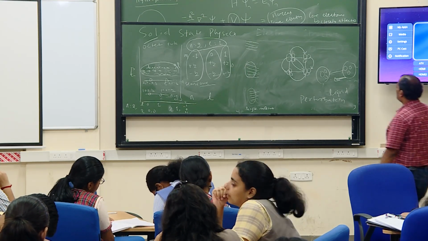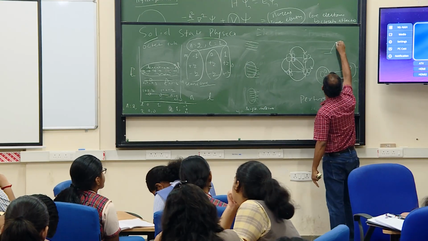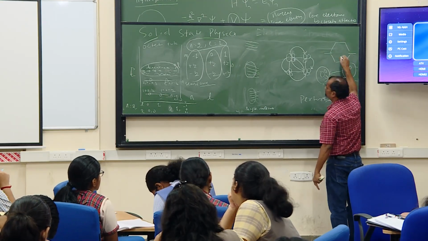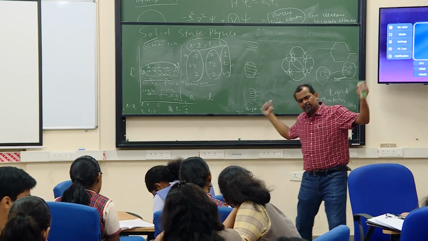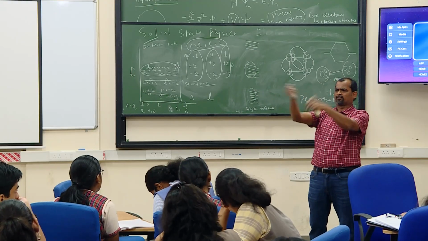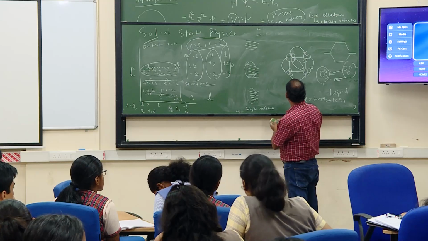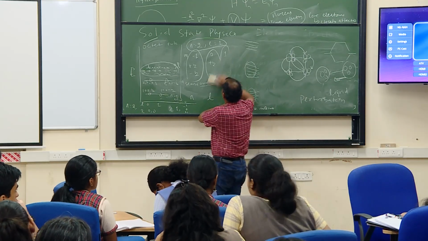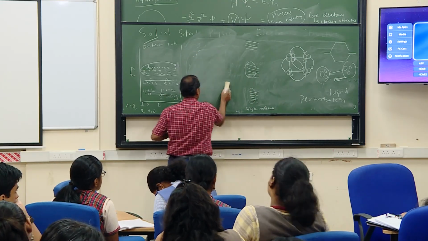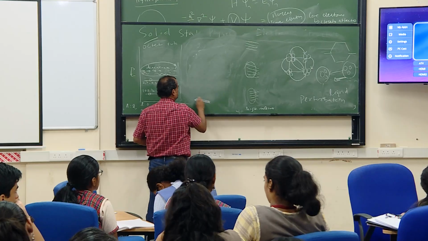What will happen? Like in the case of the diagram I drew, no? They form bonding and anti-bonding. There is a series of bonding and anti-bonding interactions. A lot of interactions will happen. Now, these states will be much more dense.